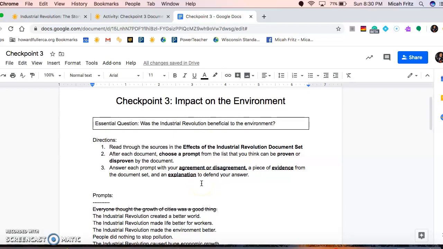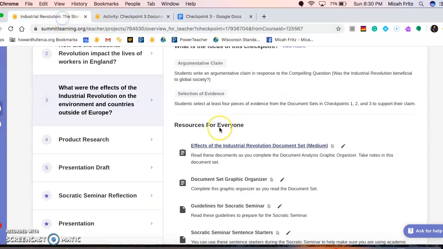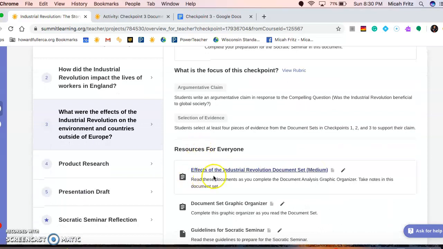So what's that going to look like? Well, you're going to go to your resources. You're going to open up this document set here, Effects of the Industrial Revolution document set. And of course, if I'm on the Checkpoint page, I'm going to go to Checkpoint 3, and I'm going to go down to Resources for Everyone and click on that first one there.